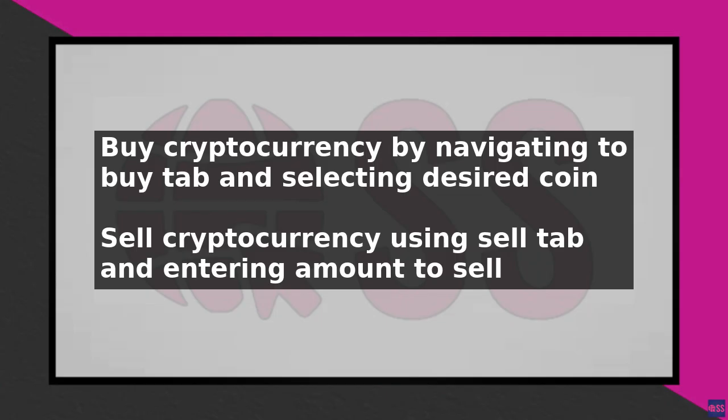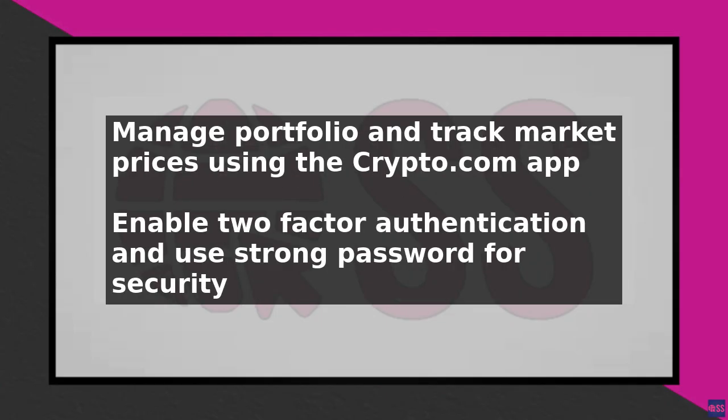In addition to buying and selling cryptocurrency, the Crypto.com app also allows you to manage your portfolio, track market prices, and set price alerts. You can also use the app to send and receive cryptocurrency to and from other Crypto.com users. To ensure the security of your account, enable two-factor authentication and use a strong password. You should also keep your device and app up to date with the latest security patches and updates.